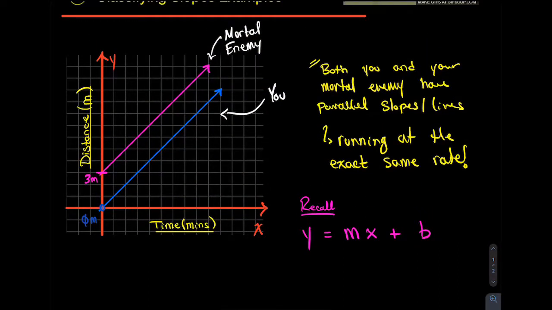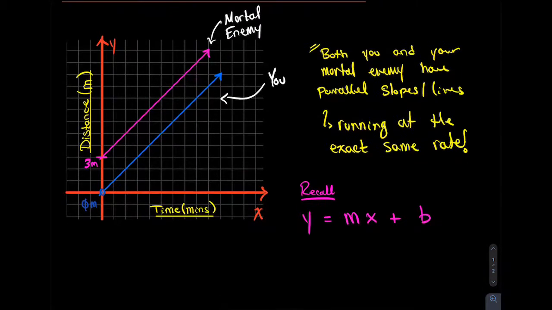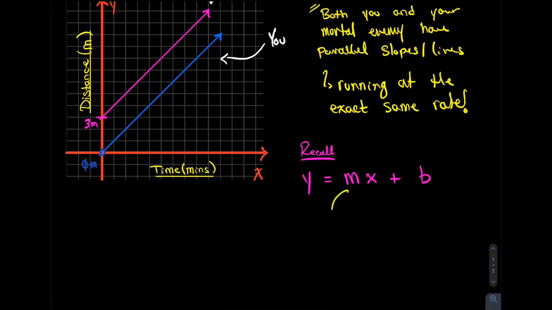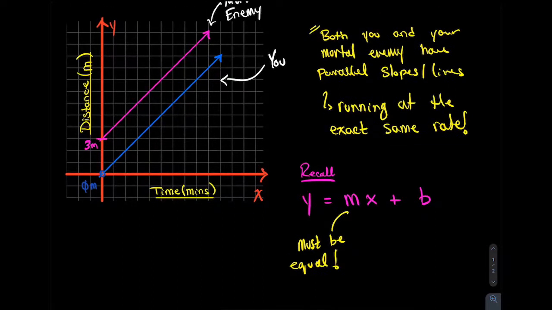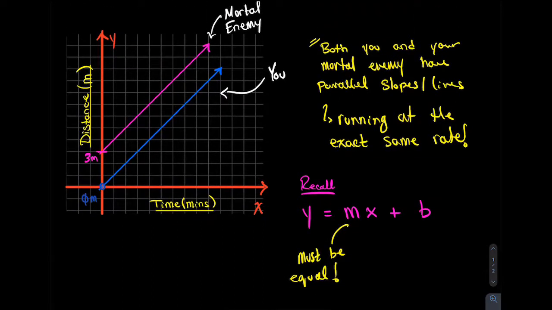We have you and your mortal enemy here running a race, and we've seen that it doesn't look like we will ever catch them unless we get a little bit faster and our line tips a little bit steeper, right? So what can we say about this? Well, we've said that slopes, our m here, must be the same, must be equal. X and Y we don't really change, because those are just some point along either of those lines for our mortal enemy or for ourselves.